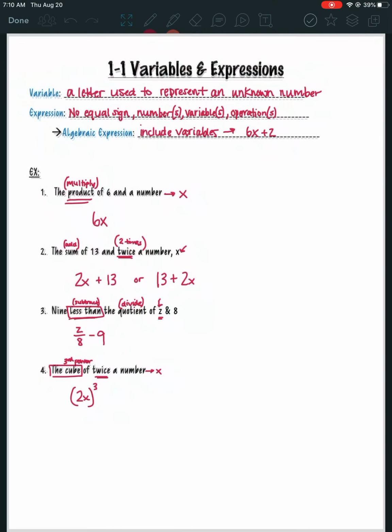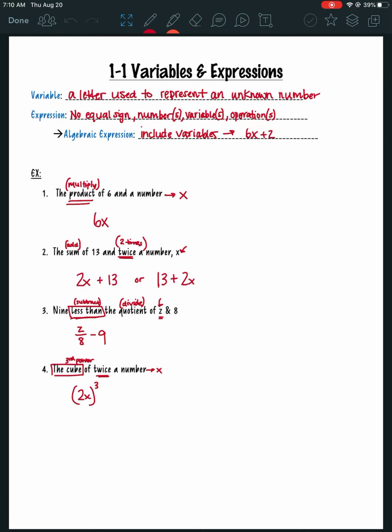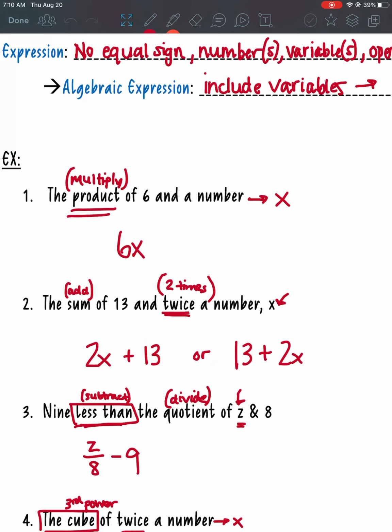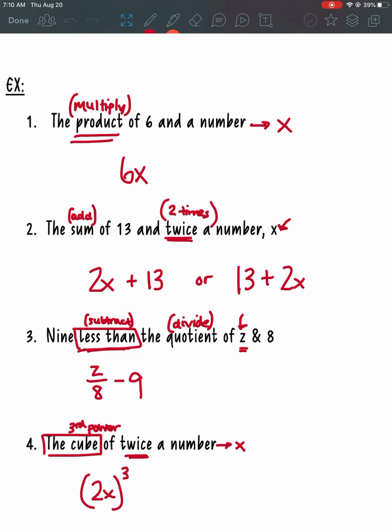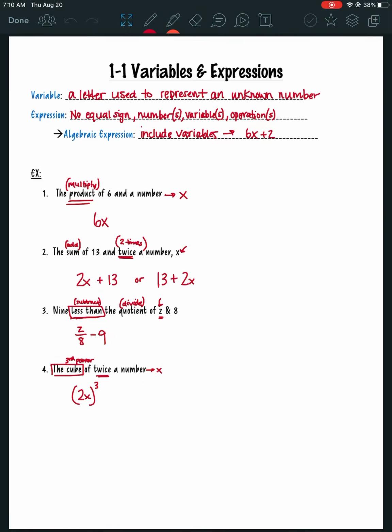So for example, on that last page, the sum of 13 and twice a number, so we knew it was going to be a compound. We knew there's going to be more than one operation. The cube of, anytime you see that of, you know there's going to be more than one thing happening, okay?